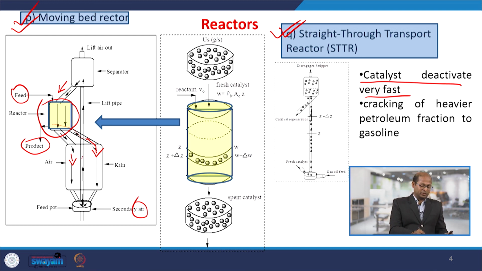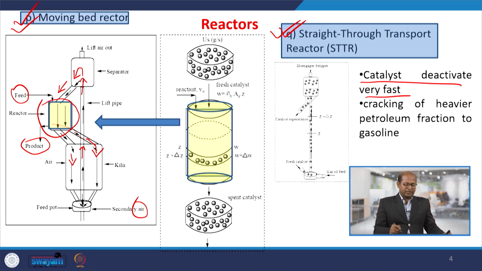After that it is sent back here into the separator. There, again, the regenerated catalyst is charged into the reactor to continuously maintain production. We can use or consider this type of reactor.